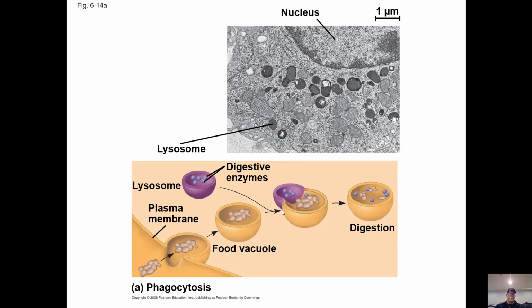So here you can see a larger picture of phagocytosis, where we marked the lysosome. Up here you can see the nucleus. I don't see the Golgi anywhere in here. I see a lot of mitochondria.